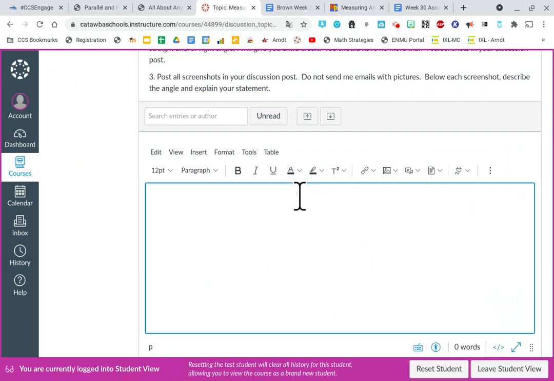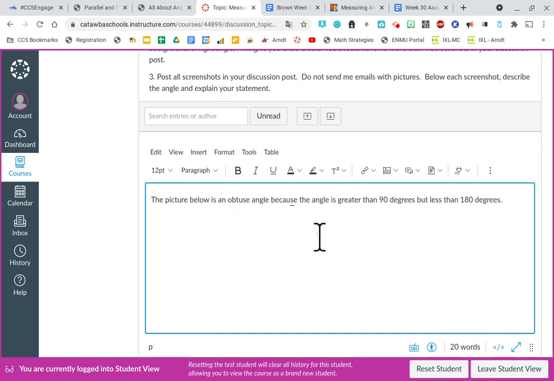So I'm going to put the picture below is an obtuse angle. So you have to describe the angle. It is an obtuse angle. And how do I know? Because the angle is greater than 90 degrees but less than 180 degrees. And then I'm going to include my picture.